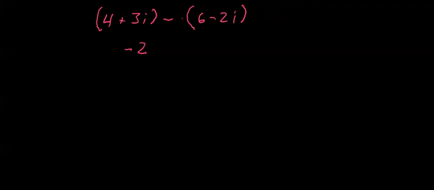If I have 4 plus 3i minus, subtracting now, 6 minus 2i, then we do 4 minus 6, negative 2, and then 3 minus negative 2. This is where you guys make mistakes. 3 minus negative 2 is plus positive 2. Be very careful. So we have plus 5i.